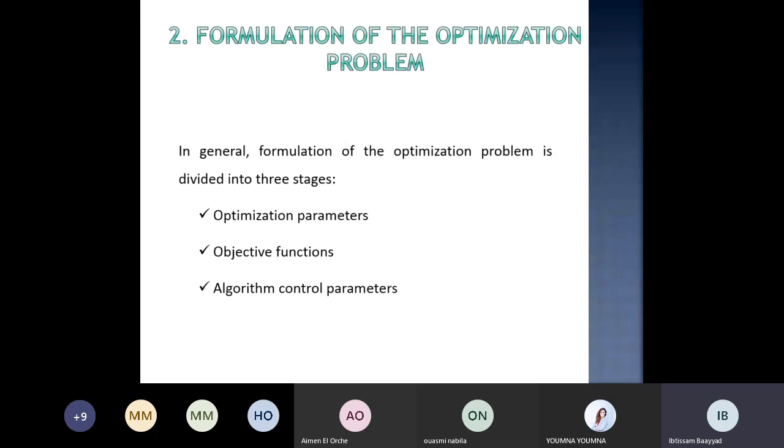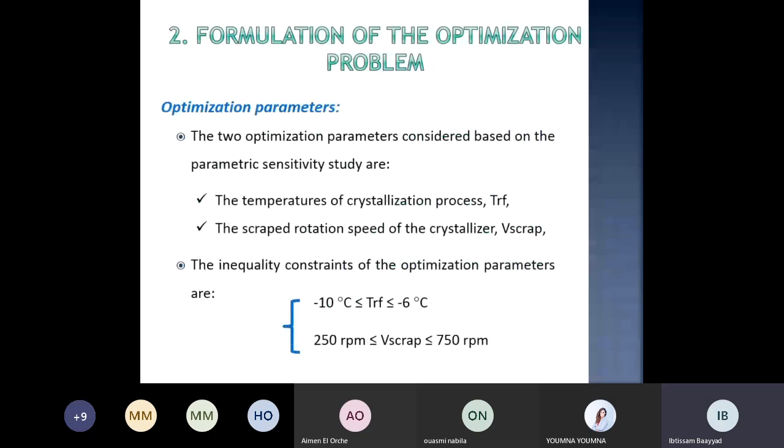So in general, formulation of the optimization problem is divided into three stages, which are determining optimization parameters, determining the objective functions, and determining the algorithm control parameters. In our study, the multi-objective genetic algorithm is applied in order to determine the optimal design operation conditions for the newly developed ice crystallization process within the scraped crystallizer. So the two optimization parameters considered based on the parametric sensitivity study are the temperature of the crystallization process and the scraper rotation speed of the crystallizer.